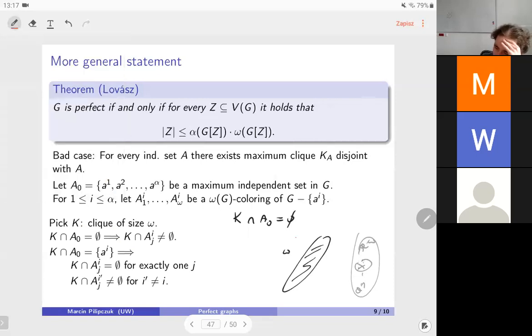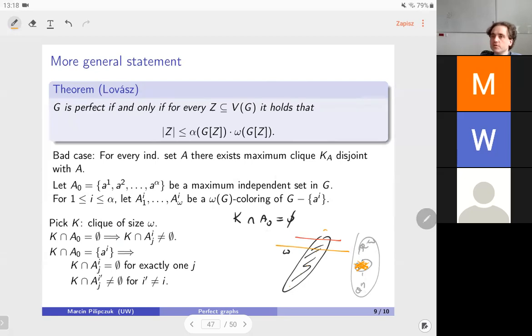So there's a red color, an orange color, and you made an omega coloring. So in the graph where this was still a maximum clique, a clique of size omega, this clique needs to intersect every color class. So if this clique is disjoint with A0, whoever you deleted from here, this clique needs to intersect every color class.